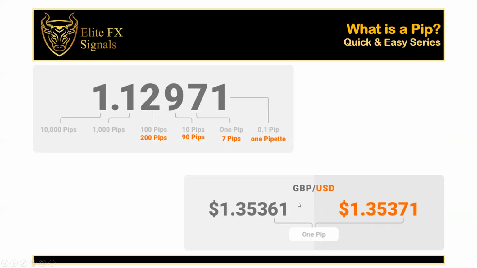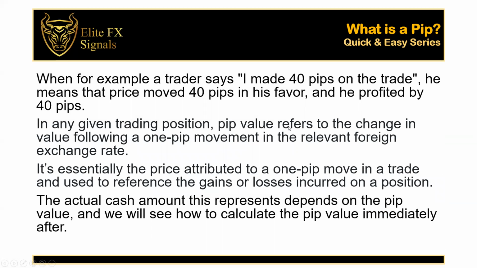So if we take that example now of the pound-dollar currency pair, and we have two rates. The first rate is at 1.35361, and the second one is at 1.35371. So what's the difference between those two quotes? The difference is just 1 pip. Remember, we just compare the fourth decimal place, okay? So when, for example, a trader says I made 40 pips on the trade, he means that price moved 40 pips in his favor and he profited by 40 pips.